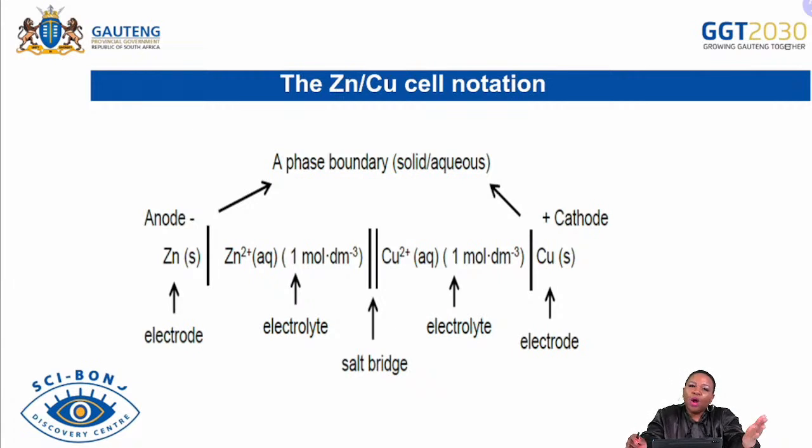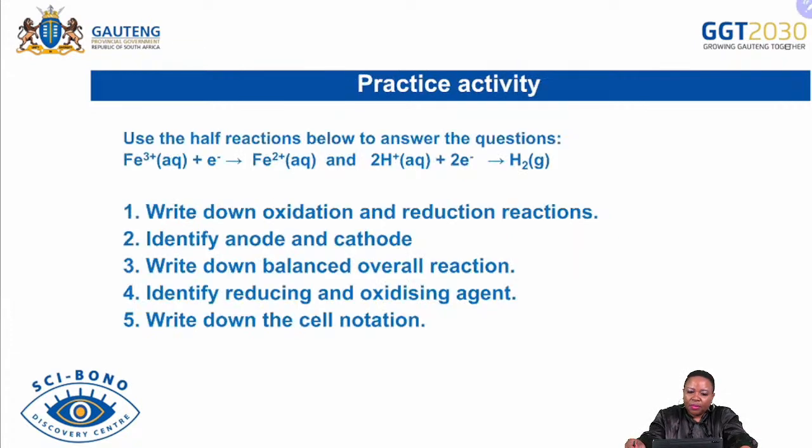So you need to know how to write a half reaction, which is oxidation and reduction. You need to know how to write an overall reaction where you combine the two, making sure that the reaction is balanced. And you also need to show how the cell is built up by representing it in terms of the cell notation.